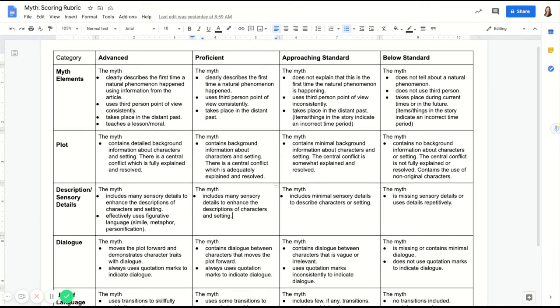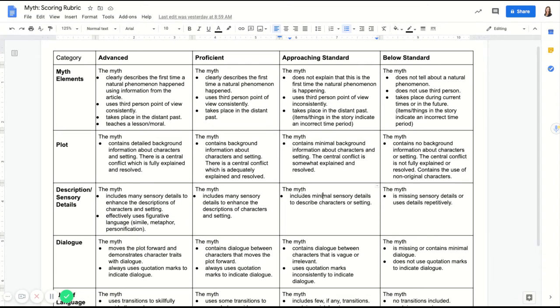To score an advanced or some extra credit in this category, the myth includes many sensory details to enhance the descriptions of characters and setting, and the myth effectively uses figurative language. Simile, metaphor, and personification are the ones we talked about in class.